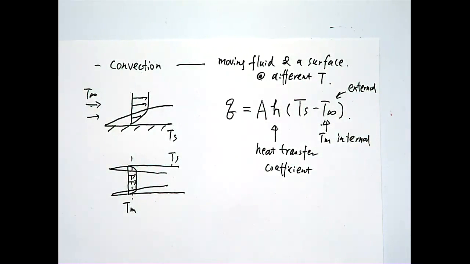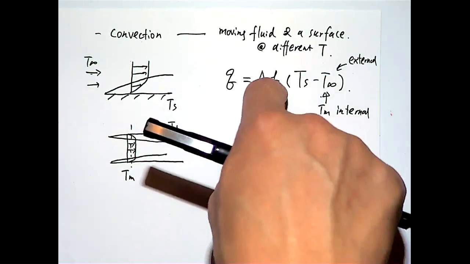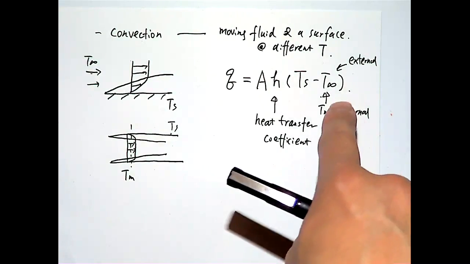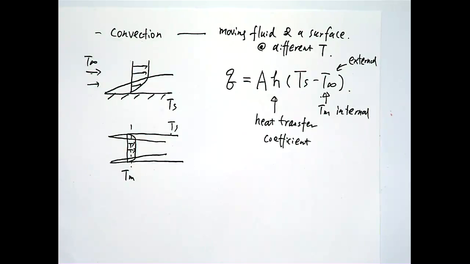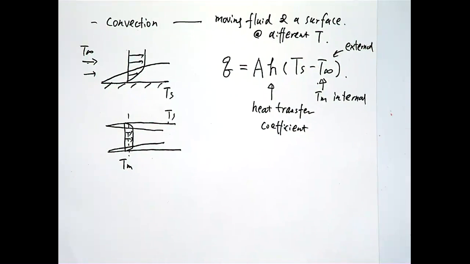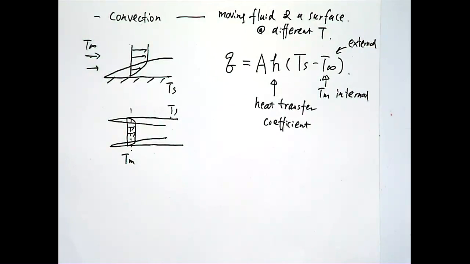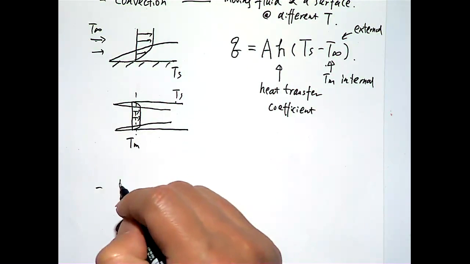All right. So when we study convection, as mentioned, the primary task is to figure out what h is, because the temperature of the surface and the temperature of the flow can either be figured out or given, and the area is known. So determining h is the primary task in studying convection. But that's the rate equation, which is also pretty straightforward. And the third mode is radiation.